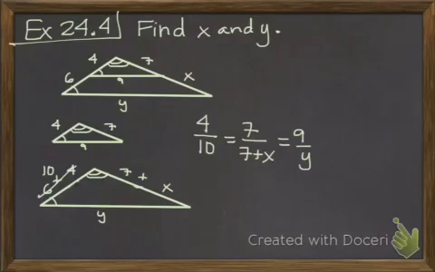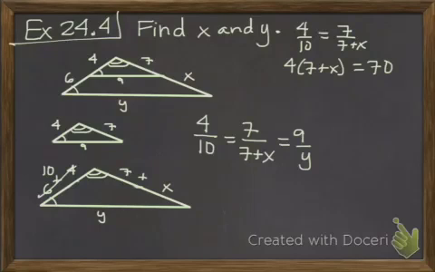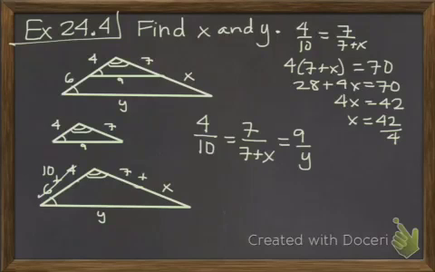So now we'll take a pair and solve using proportions. So 4/10 is equal to 7 over 7 plus x. We'll cross multiply. 4 times 7 plus x is equal to 70. Distribute the 4. So 28 plus 4x equals 70. 4x is equal to 42. So x is equal to 42 fourths. That's the same as x equal to 21 halves.